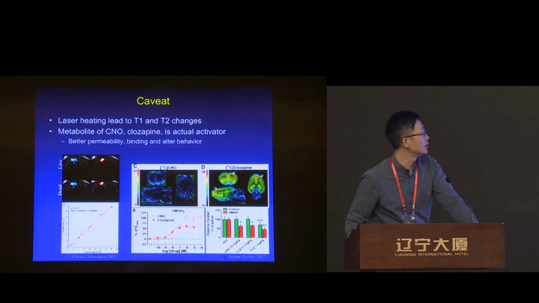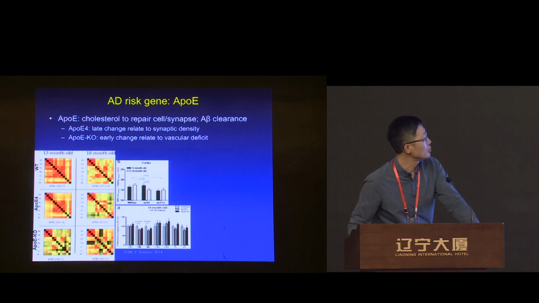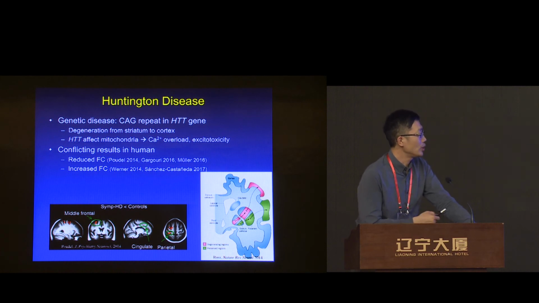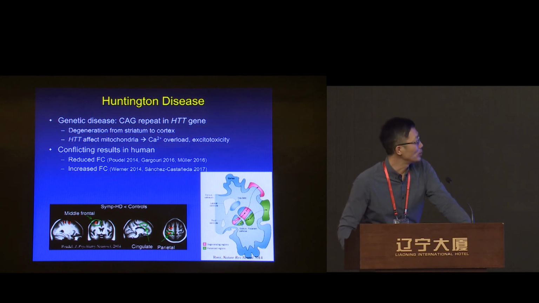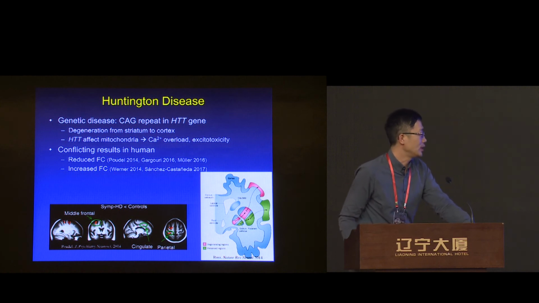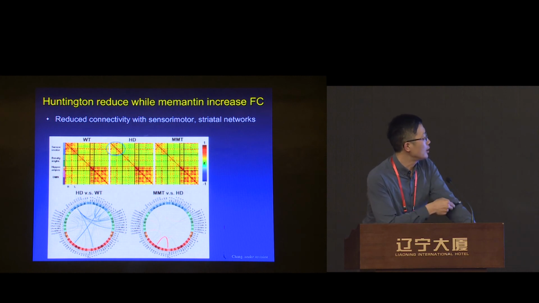Time. Right. So I would probably just jump to our recent work on Huntington's disease. So we also look at Huntington's disease as a model system. All right. So we try to understand the conflicting results in humans, where some show increased or decreased functional connectivity in Huntington's patients. So we looked at the Huntington mouse.